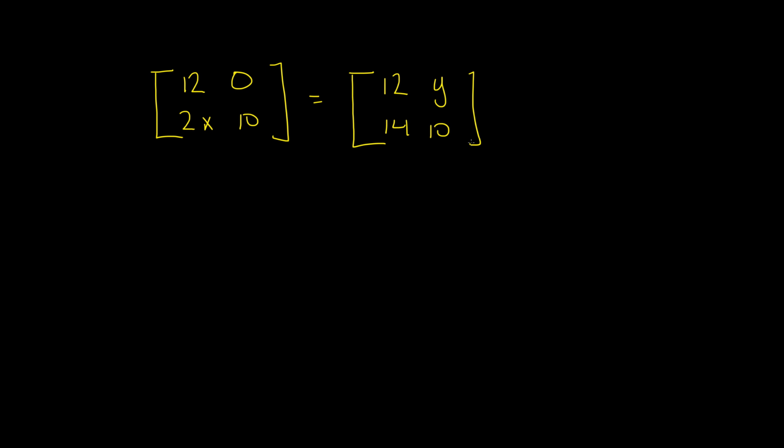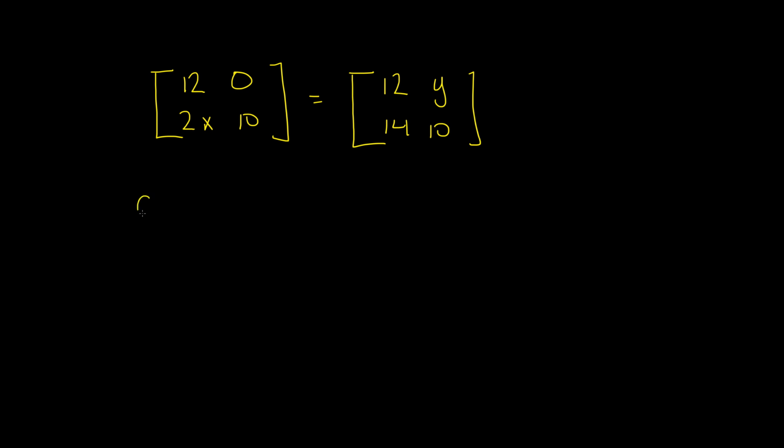Okay, so these are equal matrices. They're equal to each other. In row 1, column 2, we have 2x, and here in row 2, column 1, we have a y. What would that mean for those corresponding elements? Well, with equal matrices, if they have the same dimensions, the corresponding elements are equal.